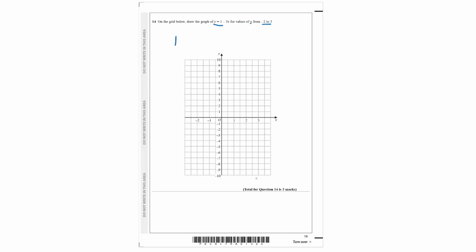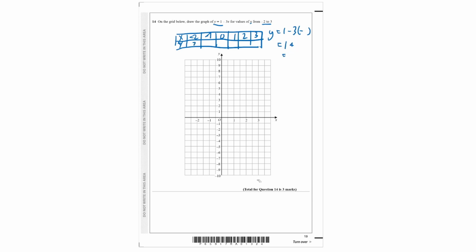So first off, we can draw a table here to list all the values. So we have x and y, and we have negative 2, negative 1, 0, 1, 2, and 3. Now, if we input the value of x into this equation, we will receive what y is. So y is equal to 1 minus 3 times, the first value is negative 2. And then we have 1, negative 3 times negative 2 is positive 6. So we get 7.